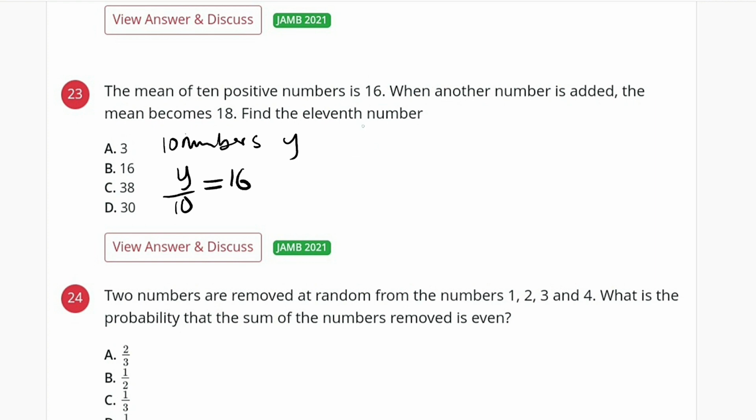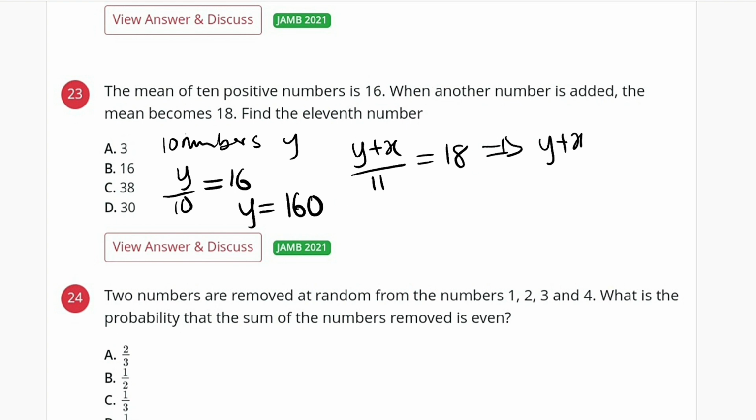And if a number should be added, let's assume that number is x. We have y plus x, and the numbers will increase from 10 to 11, and we have the mean to be equal to 18. From here, we can cross multiply so that we have y equal to 10 times 16, which is 160. And from here, we can see that y plus x, if you cross multiply, you have 198, because 11 times 18 is 198.